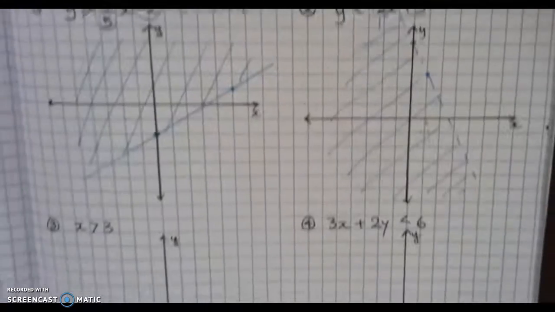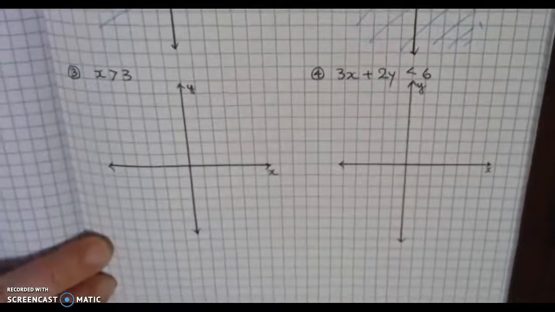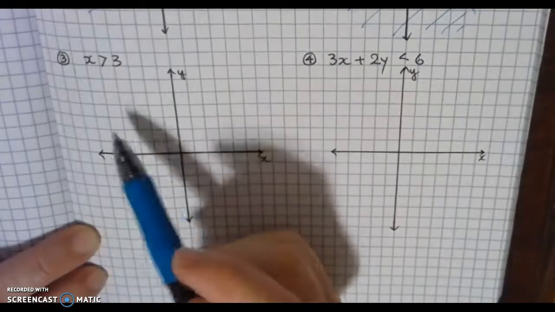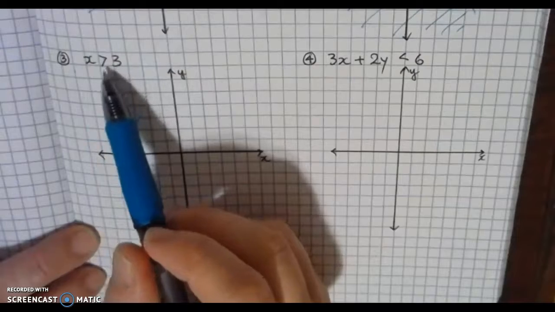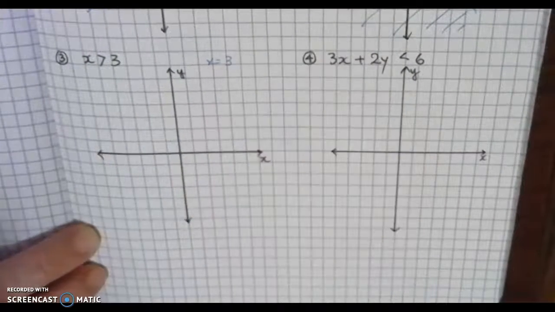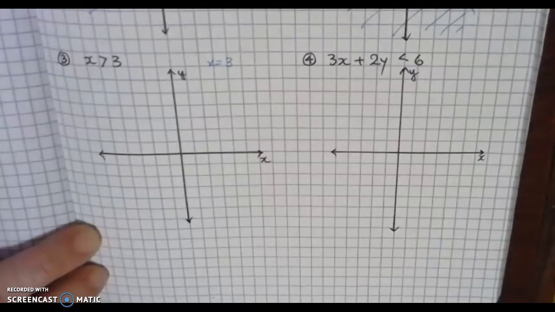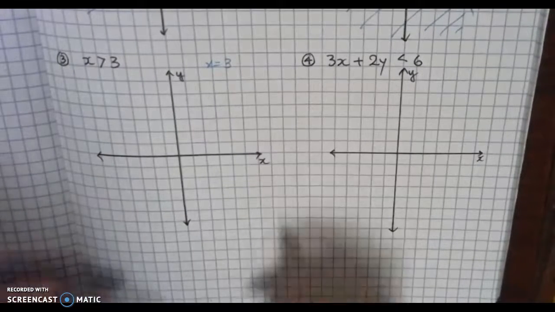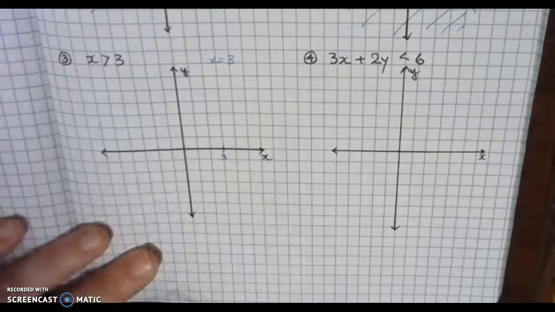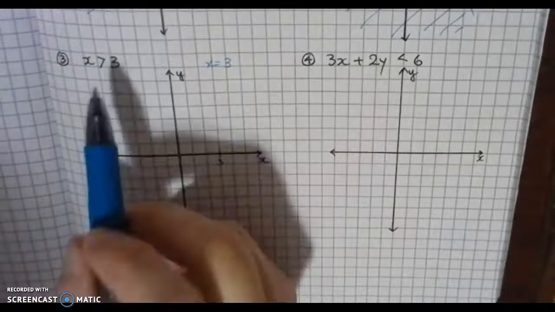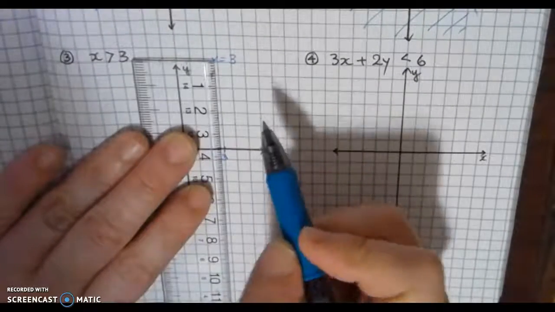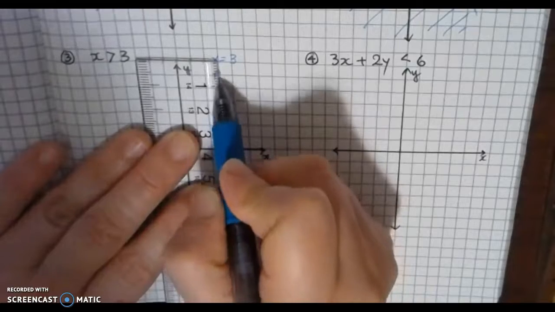So then let's try number 3 and number 4. Okay, x is greater than 3. That's a little bit different. If I was to graph x equals 3, is it going to be a vertical line or horizontal line? I hope you said vertical line, because x is 3 is, find my 3 here, and x is 3. Now I have to think about, is it going to be a solid line or dashed line? Because it's greater than, there's no equal sign, it's going to be a dashed line.